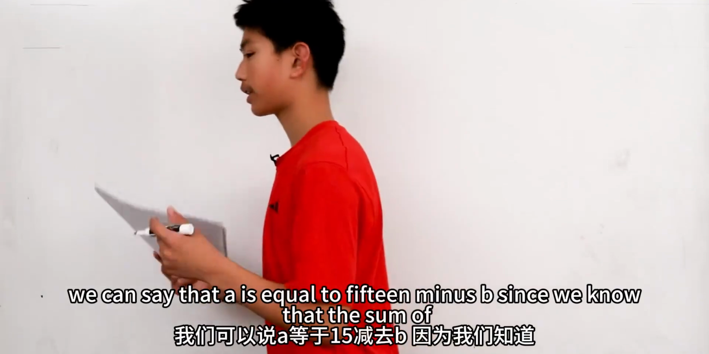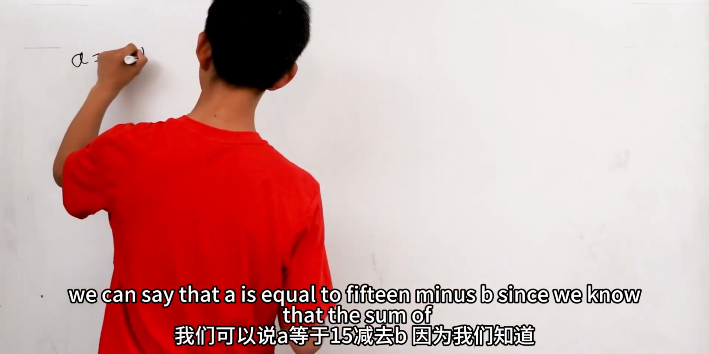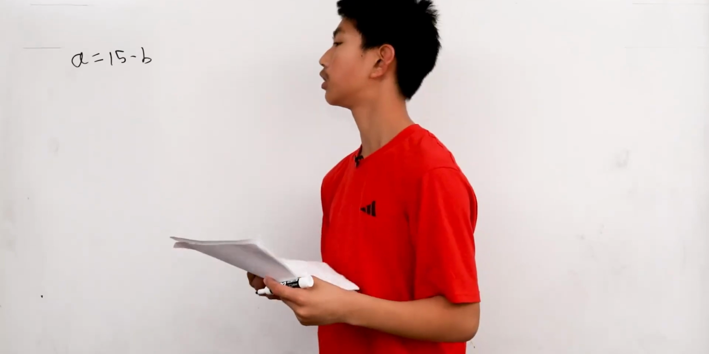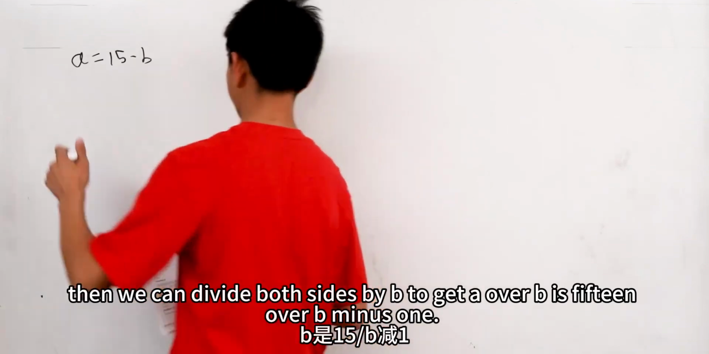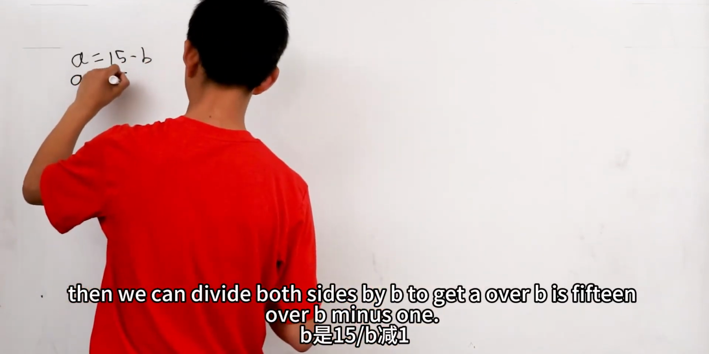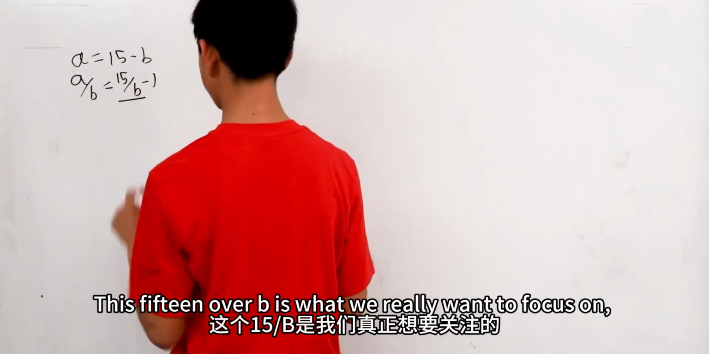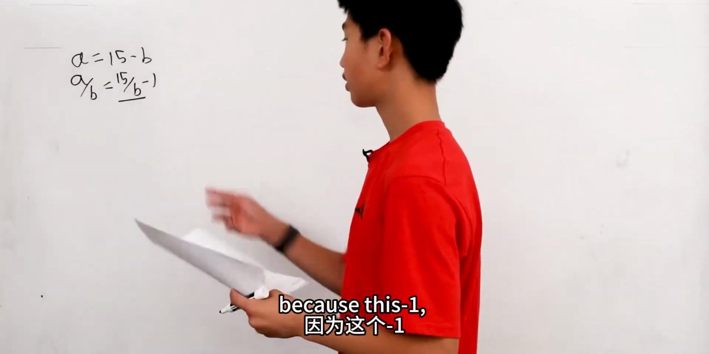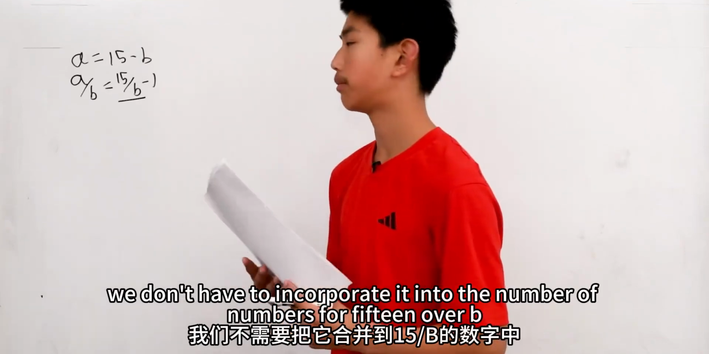So, first we can say that a is equal to 15 minus b, since we know that the sum of the two integers a and b is 15. And we can divide both sides by b to get a over b is 15 over b minus 1. This 15 over b is what we really want to focus on because this minus 1, we don't have to incorporate it into the number of numbers.